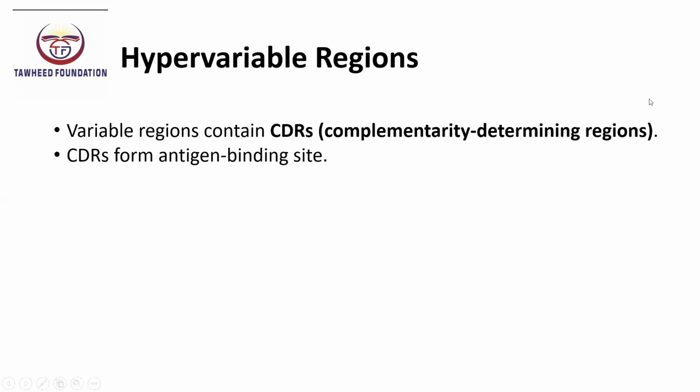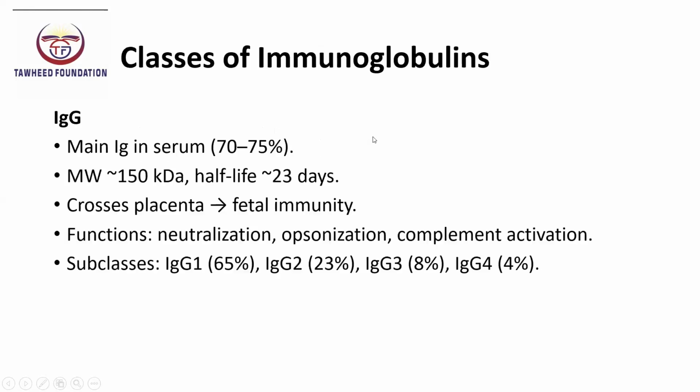Next are hypervariable regions. Both light and heavy chains are divided into variable regions and constant regions. The variable regions form the highly diverse antigen binding site, while the constant regions mediate effector functions. Within the variable regions, three hypervariable regions exist, known as complementarity determining regions, that is CDRs, which form the precise antigen binding interface.